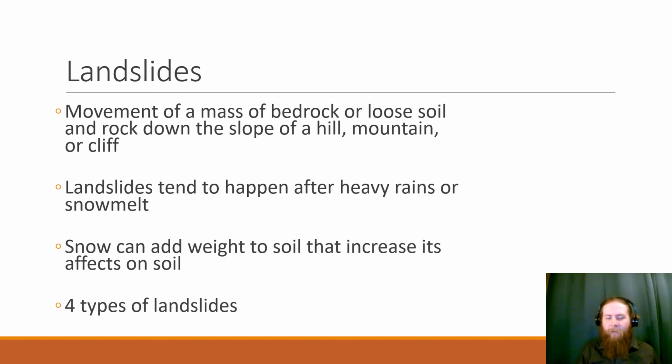Landslides, these are movement of a mass of bedrock or loose soil or rock or all three of those down the slope of a hill, mountain, or cliff. And these tend to happen after we get these saturated soils, so things after heavy rains or snow melt. Snow itself is a very heavy thing. It has weight to it. And so increased snow means increased weight that increases the pull of gravity on that soil and may pull it down the hill. And there are four broad types of landslides.